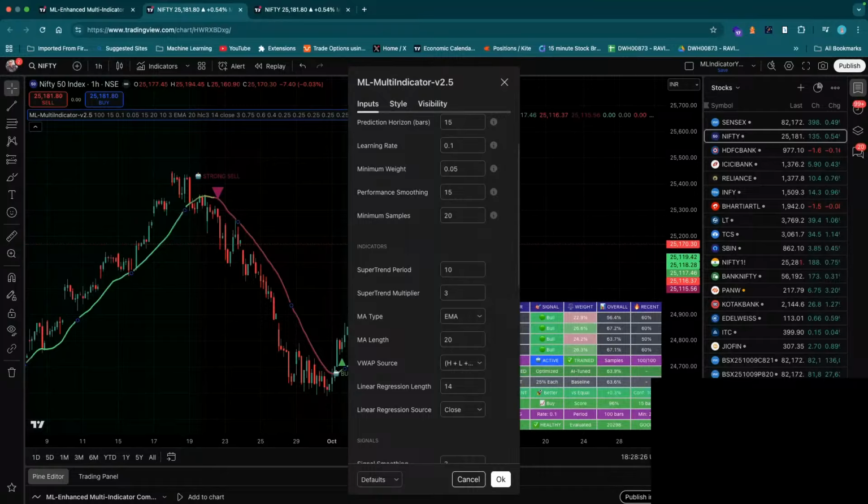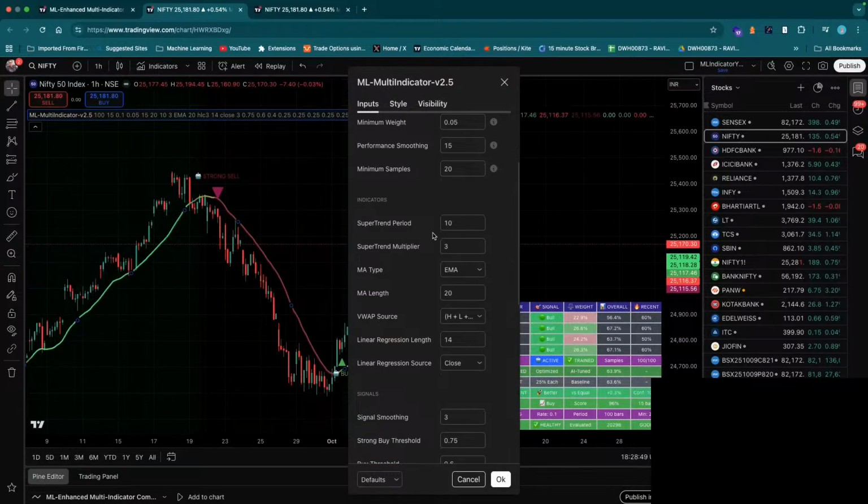Then the minimum sample is the default only. It's basically for when a stock has just entered the market and you do not have 20 occurrences. Ideally, Nifty obviously has many occurrences, right? So this is basically how many samples we should minimum have. That's all it is. I think we will mostly not use this, because most of the time we in fact trade stocks which are already in the market.